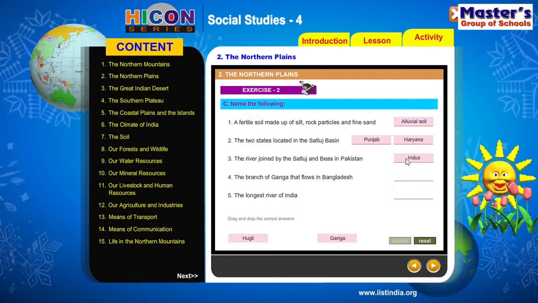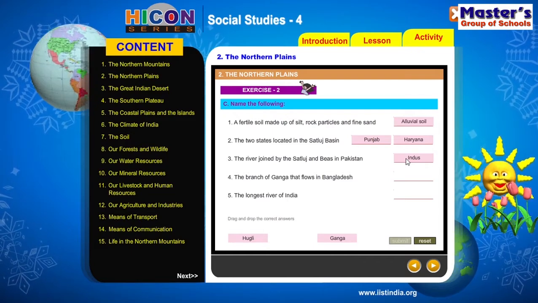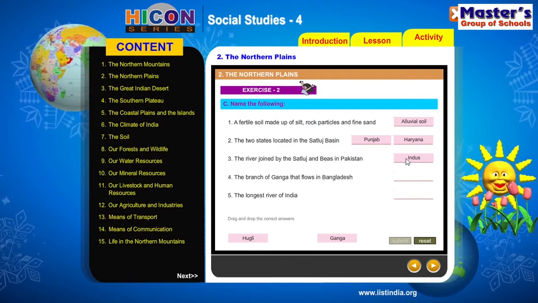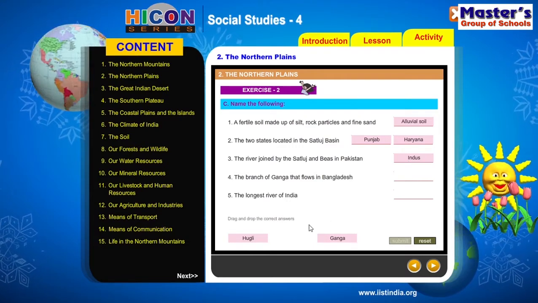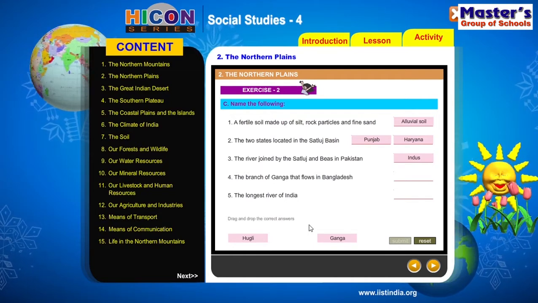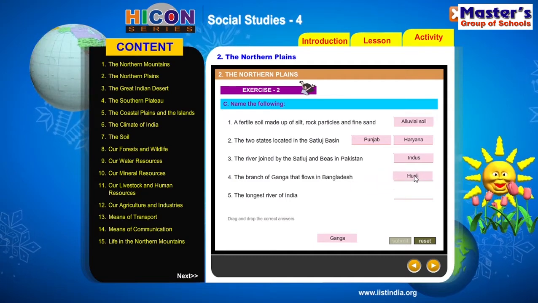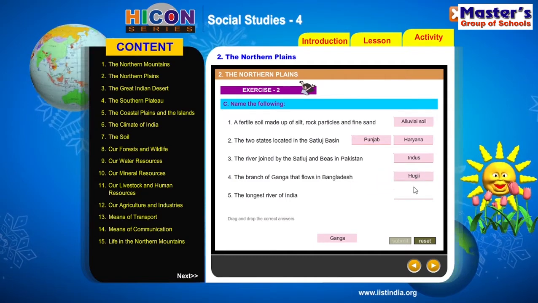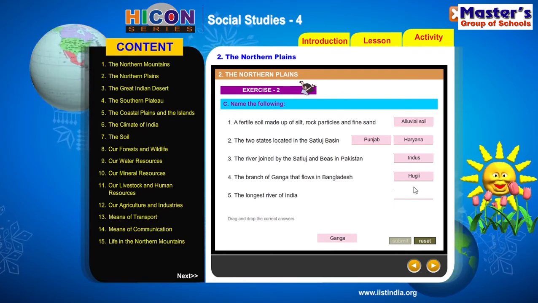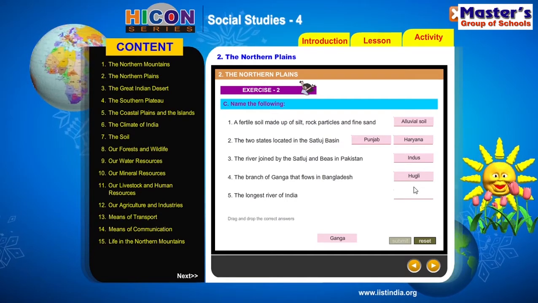Next, the branch of Ganga that flows in Bangladesh. The branch of Ganga that flows in Bangladesh is Padma. Actually, it's a wrong option. We'll keep it there, but the answer is Padma, because Hooghly is the branch of river Ganga that flows in India. Kolkata is located on the banks of Hooghly, and Padma is a branch of Ganga that flows into Bangladesh.